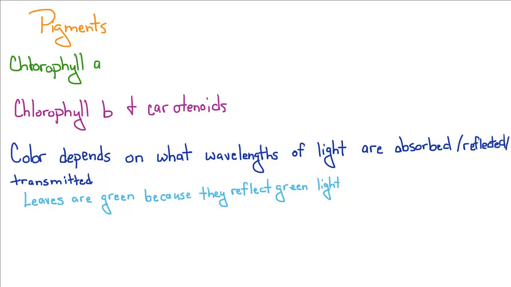There are several different pigments involved with photosynthesis. You've got chlorophyll A is the main pigment, chlorophyll B and carotenoids are accessory pigments. And the color depends on what wavelengths of light are absorbed or reflected or transmitted. For example, leaves are green because they're going to reflect green light. White flowers and things like that reflect all colors of light. And a black flower, for example, would absorb all colors of light.